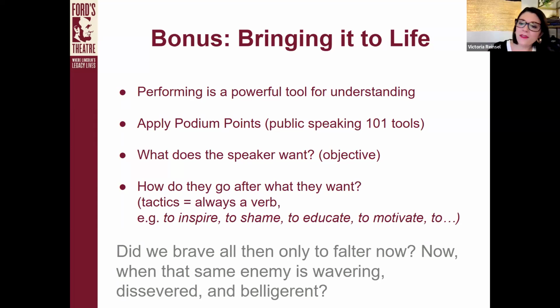Yes, awesome. Can I have somebody unmute and say, "Did we brave all then, only to falter now?" Let's just take one, to rally them. Who wants to rally with that line? Somebody do it. "Did we brave all then, only to falter now, when that same enemy is wavering, dissevered, and belligerent?" Yes, rock on. So I love that. You're injecting it with energy.